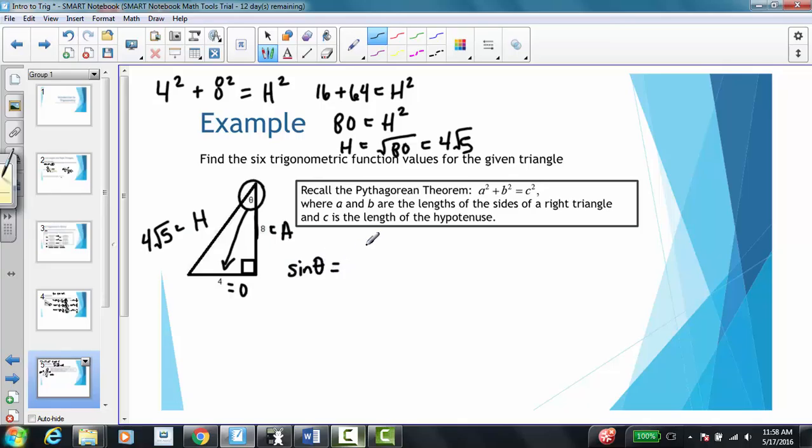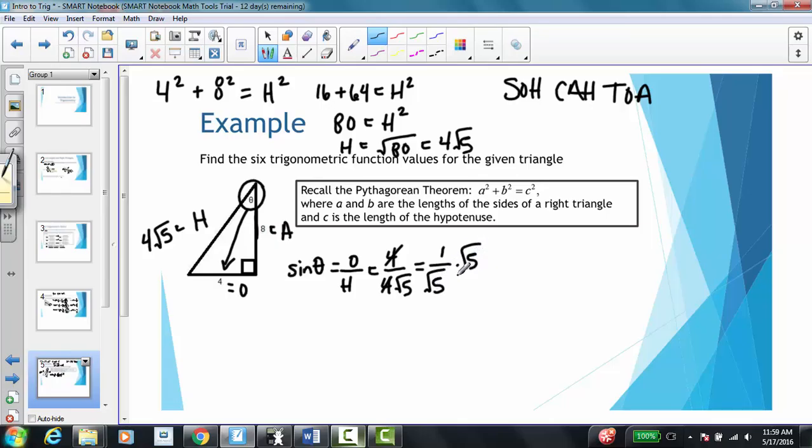Starting with sine theta, again we're going to use SOHCAHTOA. Sine is opposite over hypotenuse. We said the side opposite is 4, and my hypotenuse is 4√5. My 4's are going to cancel and leave me with 1/√5, but we don't want to leave a radical in the denominator, so I need to multiply both top and bottom by √5, and I get √5/5. So the sine of theta is √5/5.